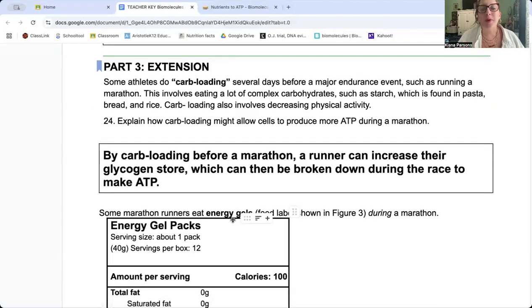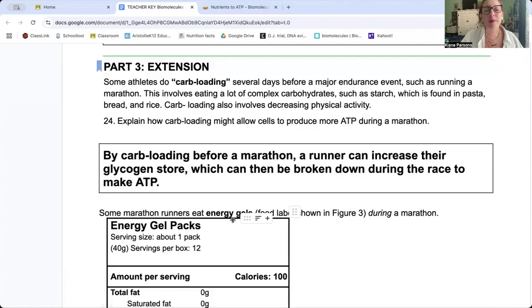Some athletes do carb loading several days before a major endurance event, such as running a marathon. This involves eating a lot of complex carbohydrates, such as starch, which is found in pasta, bread, and rice. Carb loading also involves decreasing physical activity so that those molecules get stored instead of used. So, explain how carb loading might allow cells to produce more ATP during a marathon. It has to do with those storage molecules we were just talking about.